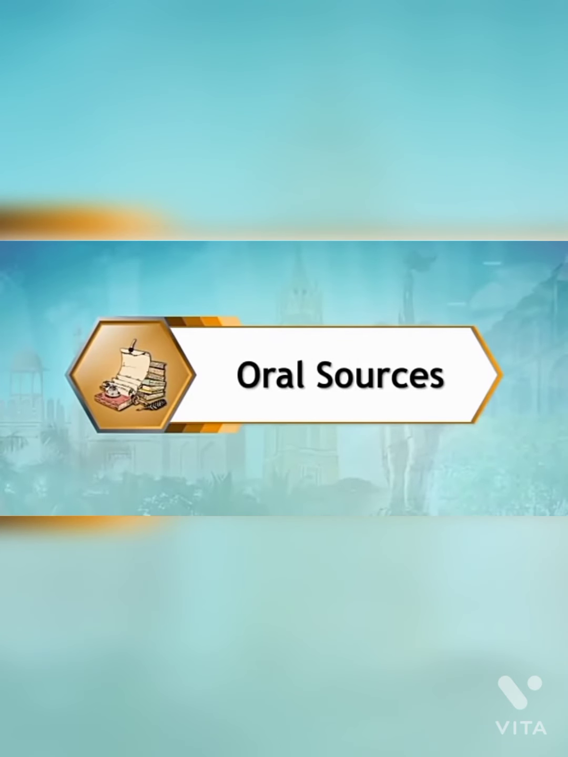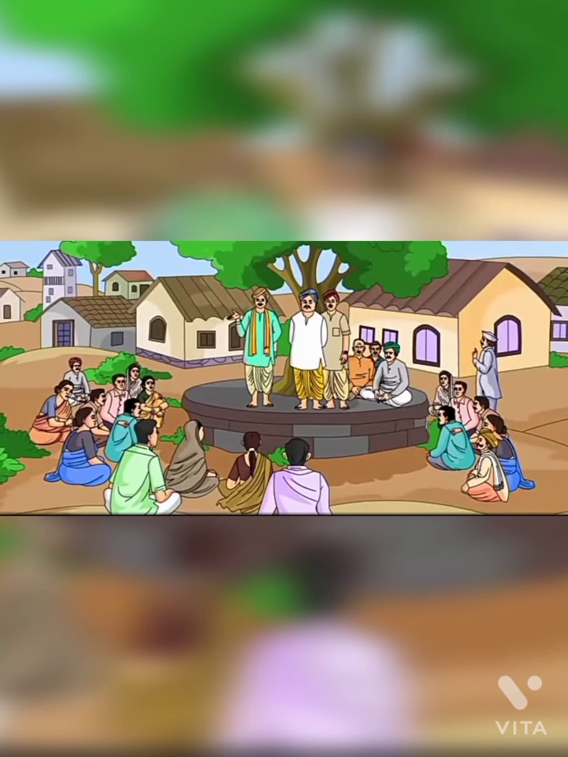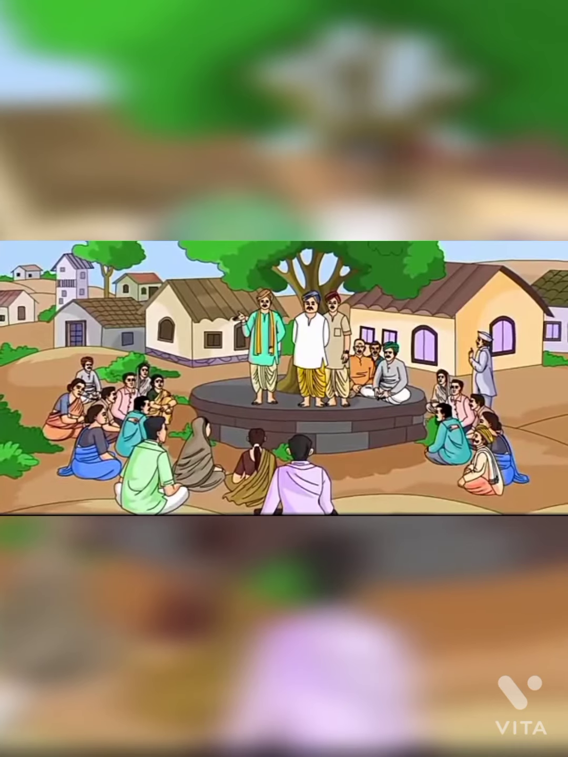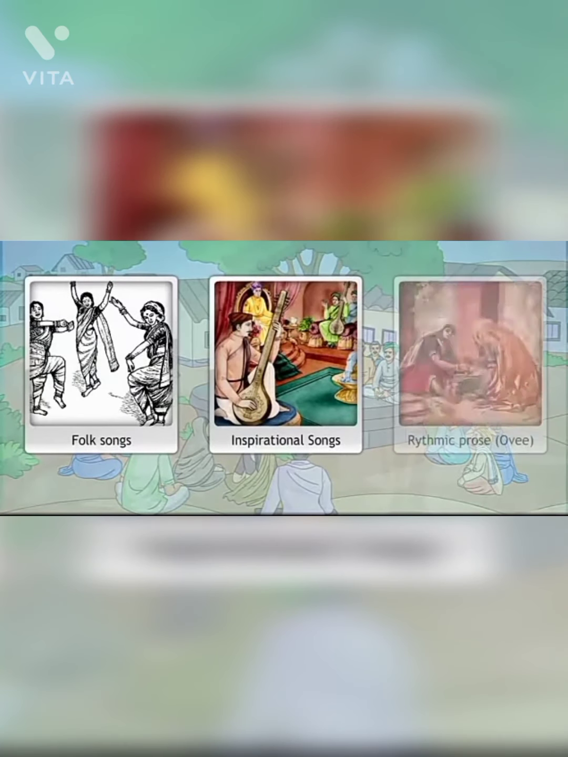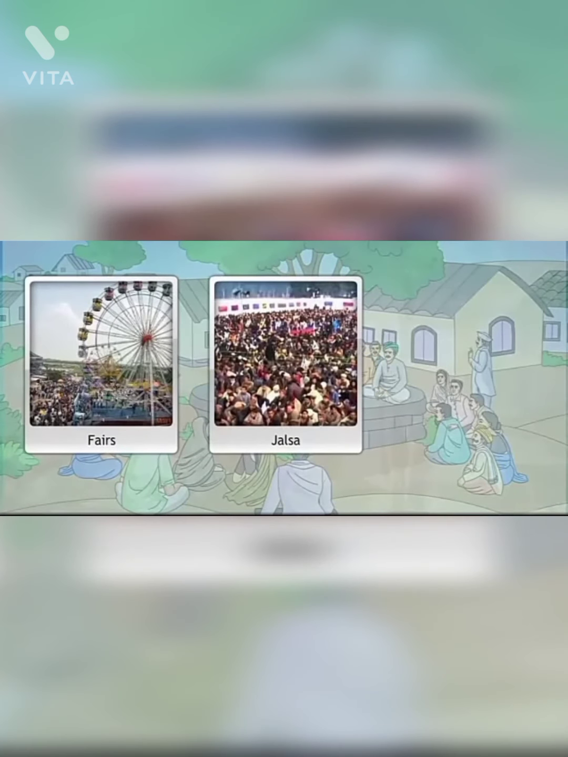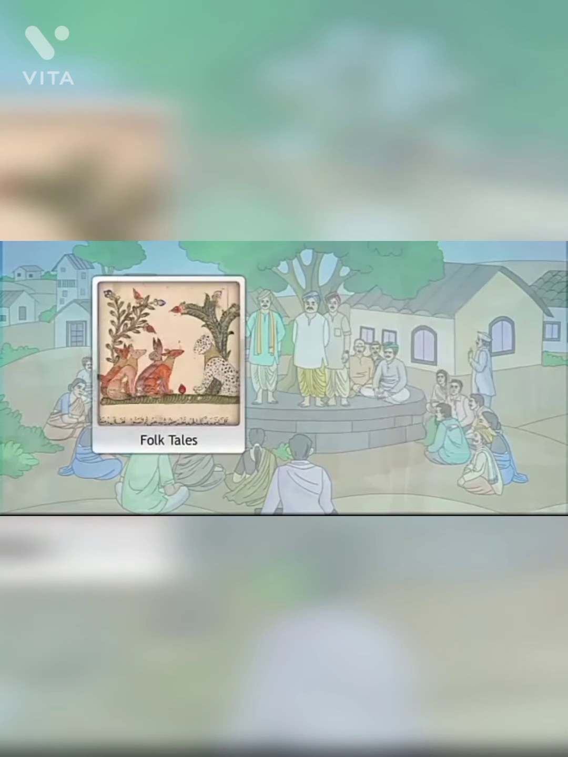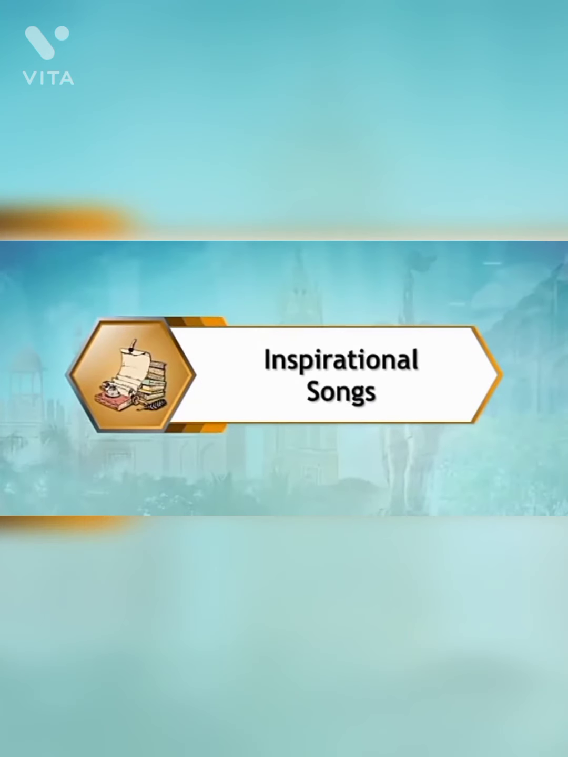Then the next source is oral sources. The following are included in the oral sources of modern Indian history: folk songs, inspirational songs, rhythmic prose, that is Ovi, fairs, jalsa, art groups, interviews, narrations, folk tales, Powada. Inspirational songs, what are they? Now we learn.